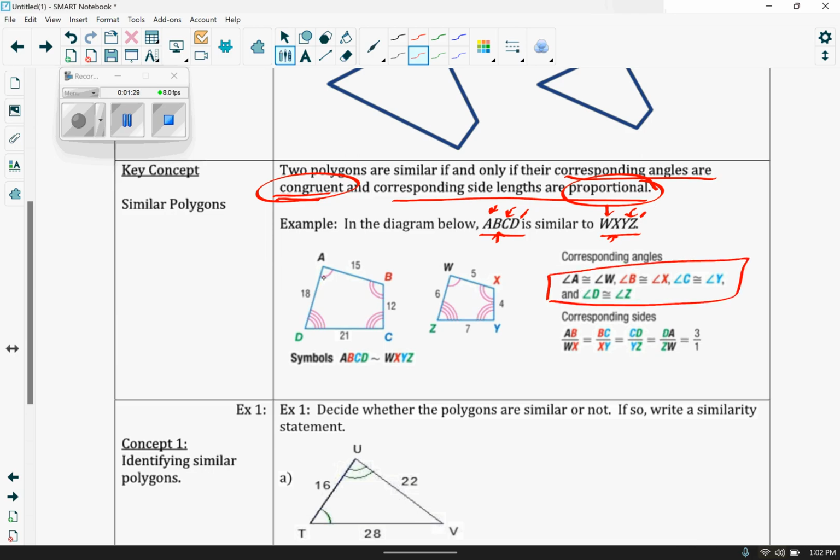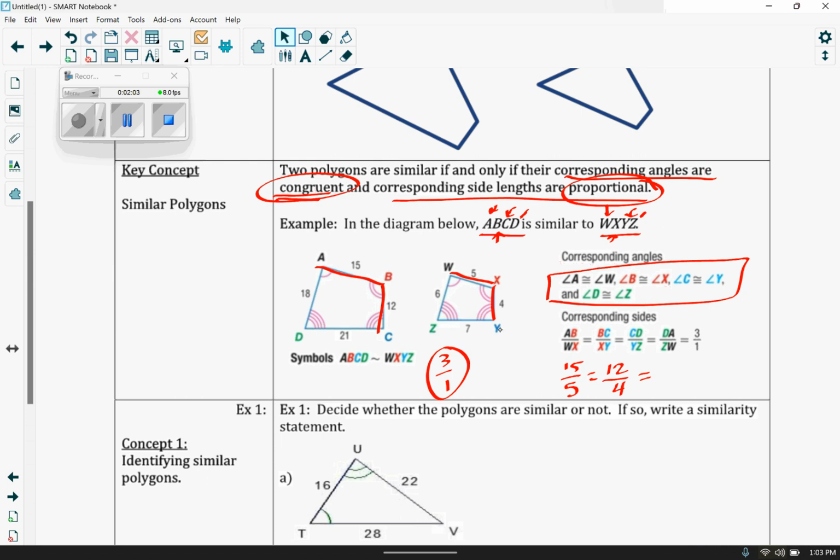Then we can say that AB is going to go over WX. So that's our proportion, this over that. So I could basically say 15 over 5, which we know is 3 over 1. So we're going to do the same thing on the next one. That's going to be equal to BC. So BC is 12 over XY, which is 4. That also is 3 over 1 when you reduce it.